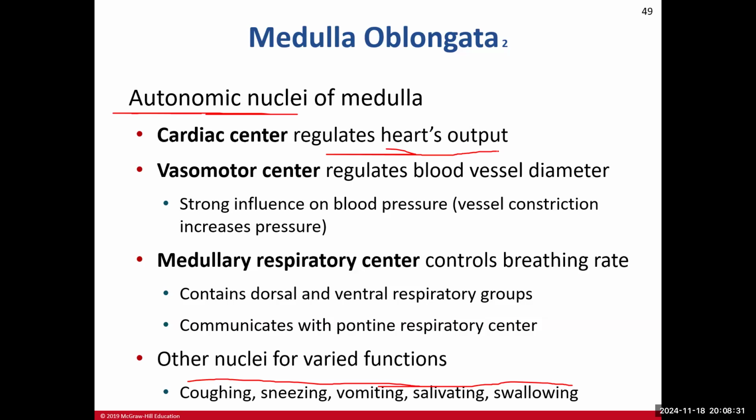The vasomotor center has to do with blood vessels, and specifically how dilated the blood vessels are. Okay, so that's what we mean when we talk about regulating the blood vessel diameter, whether it's really big or really small. Because if you have a big diameter for a blood vessel, that means a lot of blood can flow through that blood vessel. If you have a really small diameter for the blood vessel, okay, that means not as much blood is going to flow through that.